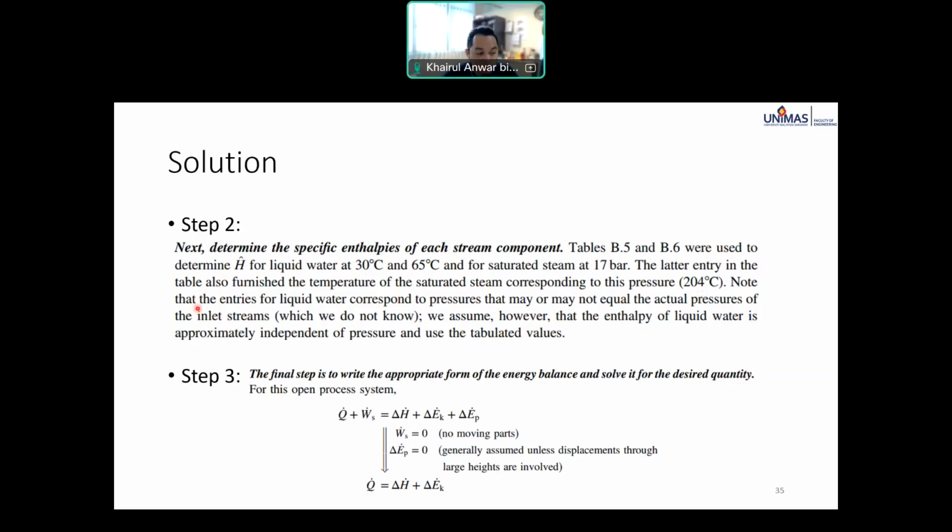Note that the entries for liquid water correspond to pressures that may or may not equal the actual pressure of the inlet stream, which we do not know. We assume, however, that the enthalpy of liquid water is independent of pressure and use the table values.